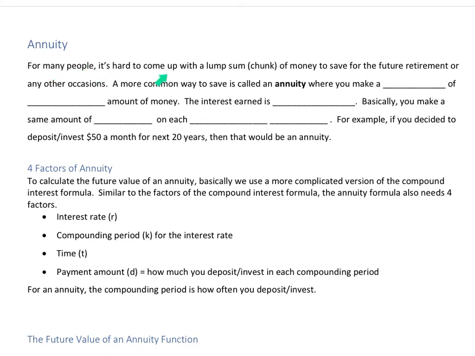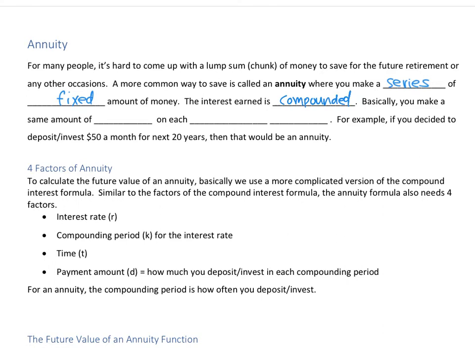For many people, it's hard to come up with a lump sum. It just means a chunk of money, a big chunk of money, to save for the future, retirement, or any other occasions, buying a car, down payment for your home, whatnot. A more common way to save is called an annuity, where you make a series of fixed amounts of money instead of a lump sum. Here, the interest earned is also compounded.